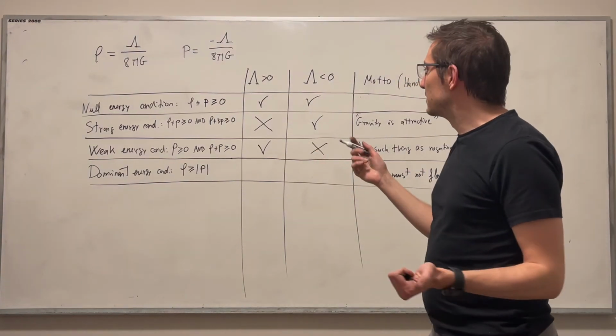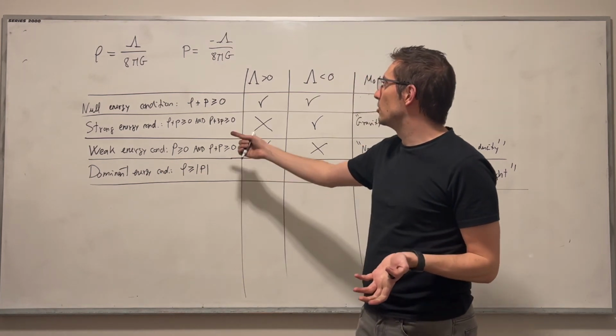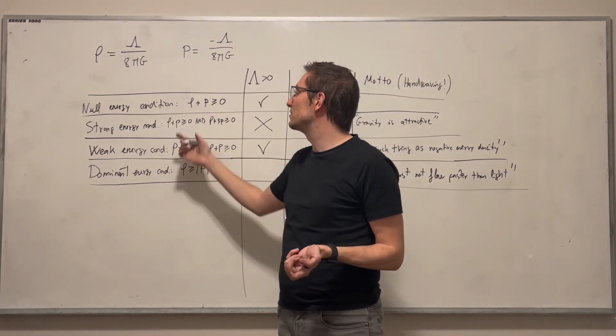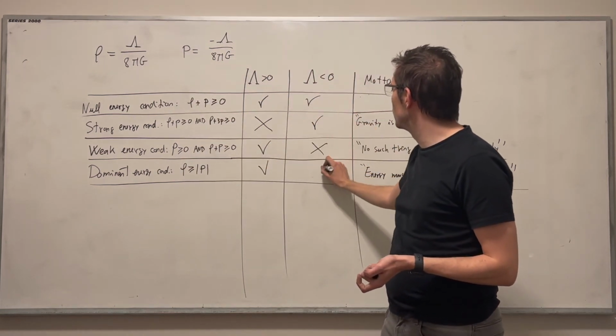Finally, we check the dominant energy condition. Rho has to be larger than or equal to the absolute value of p. That will be satisfied as long as rho is positive, not if rho is negative. So if the cosmological constant is positive, we satisfy. If it's negative, we don't.